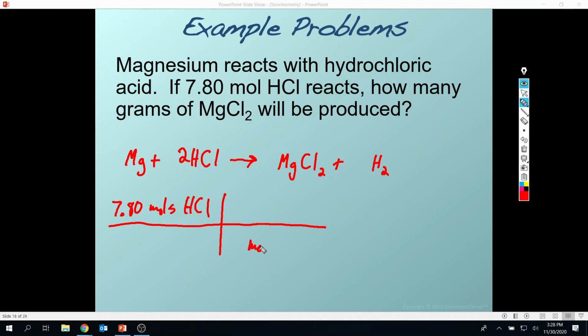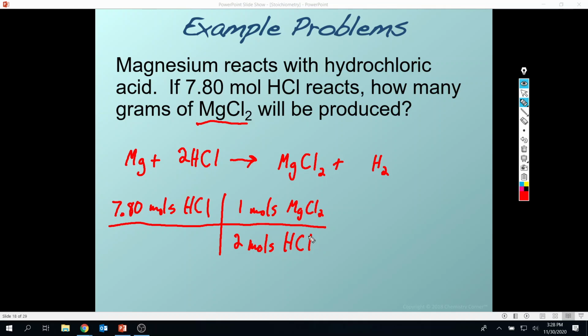Now, let's see. Moles of HCl. And we have to go moles to moles. What does it even ask for? It asks for magnesium chloride. We always have to go moles to moles. 1 mole of magnesium chloride for every 2 moles of HCl. And when you divide that, you will get 3.90 moles of HCl. Or excuse me, of magnesium chloride. Yeah?